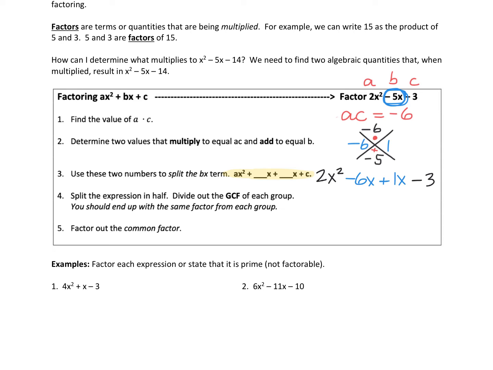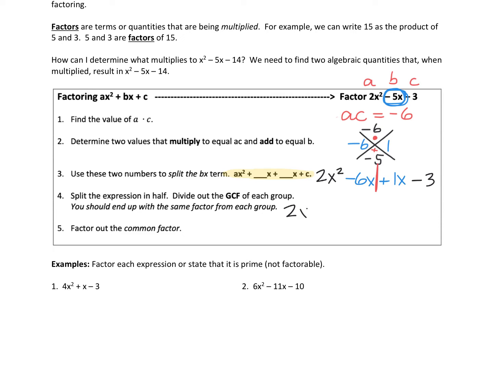Okay, step 4, split the expression in half, like literally. Cut it down the middle. Divide out the GCF of each group. GCF in math means greatest common factor. All it means is what's the biggest thing that it can divide by. So you look one side at a time, look at the left side. Here, 2x squared minus 6x. What can both 2 and 6 divide by? 2. Good job. And what else do these have in common? X. So that means that my greatest common factor, my GCF, is 2x.